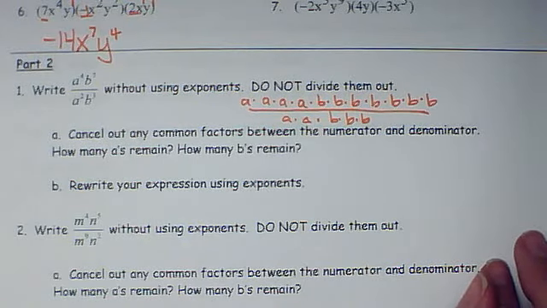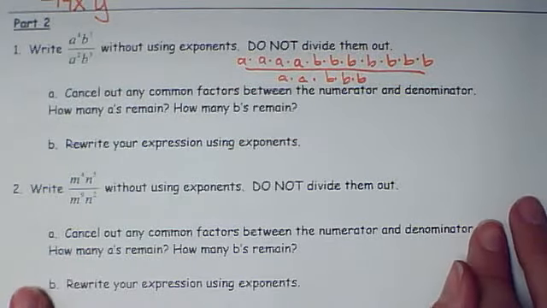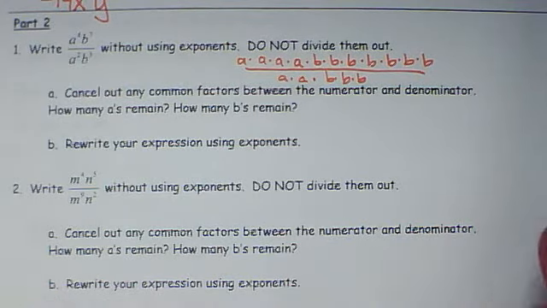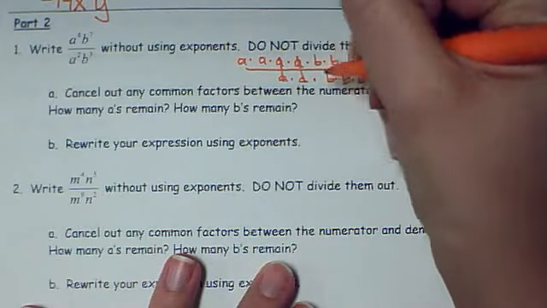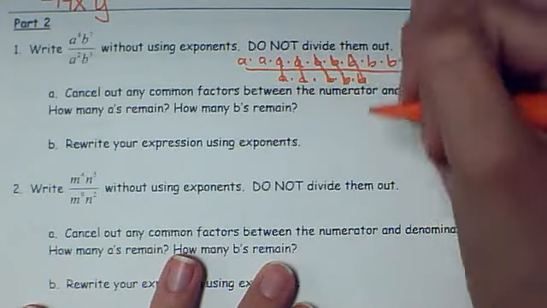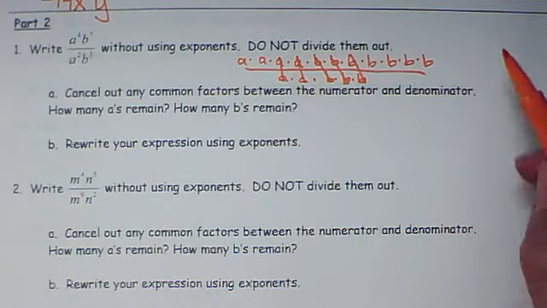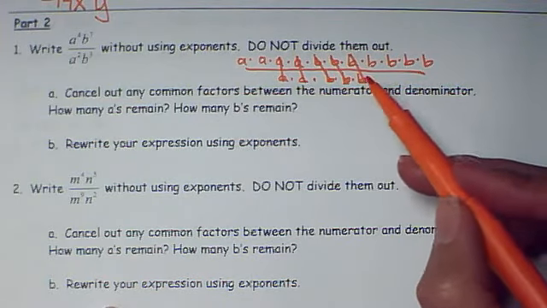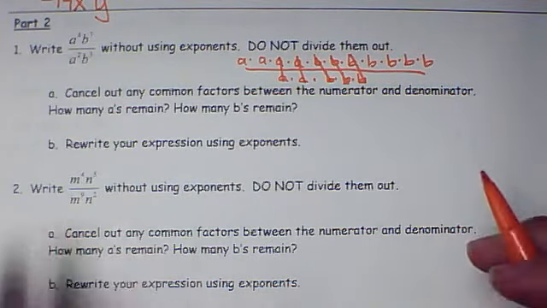Then part A tells me to cancel out any common factors between the numerator and denominator. So I can cancel 1 for 1. These a's cancel, these a's cancel, these b's, these b's, these b's. Now, I picked those. I don't have to. I could have canceled this one for that one, or this one for that one. As long as it's 1 to 1, it doesn't matter, top and bottom.